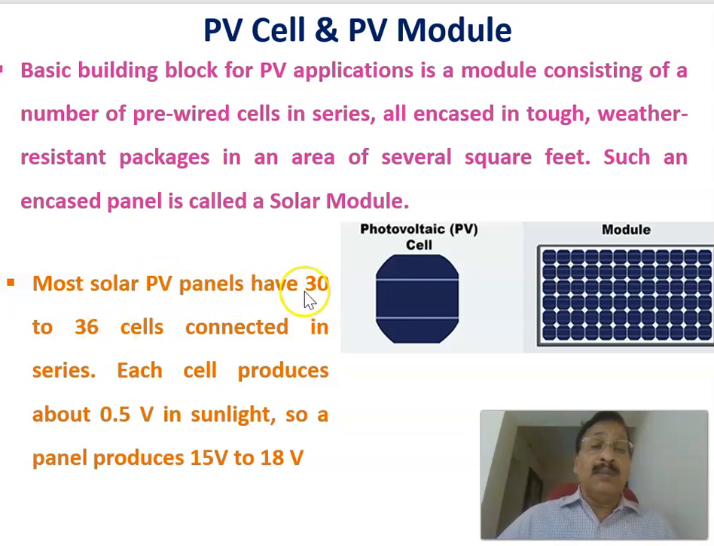Most solar PV panels have 30 to 36 cells connected in series. If each cell has a voltage of 0.5 volt when full sunlight is falling on it, then the total panel voltage becomes, for 30 cells, 15 volts, and for 36 cells, 18 volts. Therefore, you can increase the voltage rating of the solar system by connecting different solar cells in series.